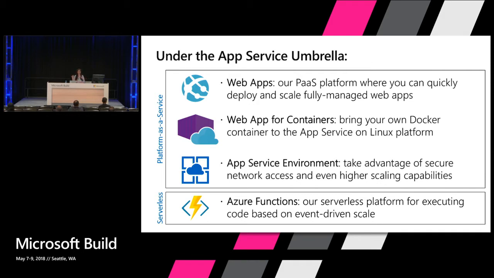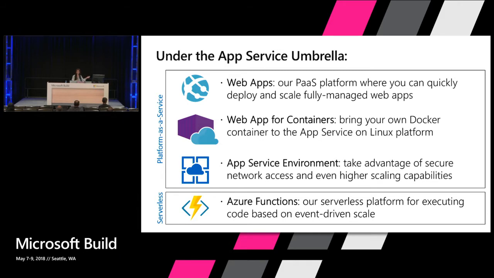Next, we have our App Service Environments. For customers who are interested in security and compliance and really need that extra layer of isolation, App Service Environment is an environment where you can deploy your web apps. You can take advantage of the secure network access features, deploy your app into a VNet, and you can actually have even higher scaling capabilities. You can scale up to like 100 VMs on an App Service Environment.